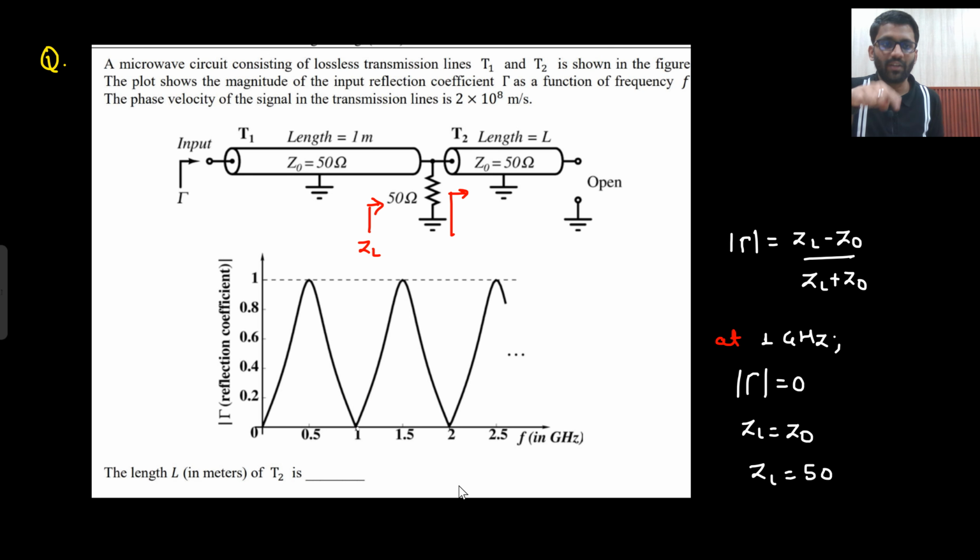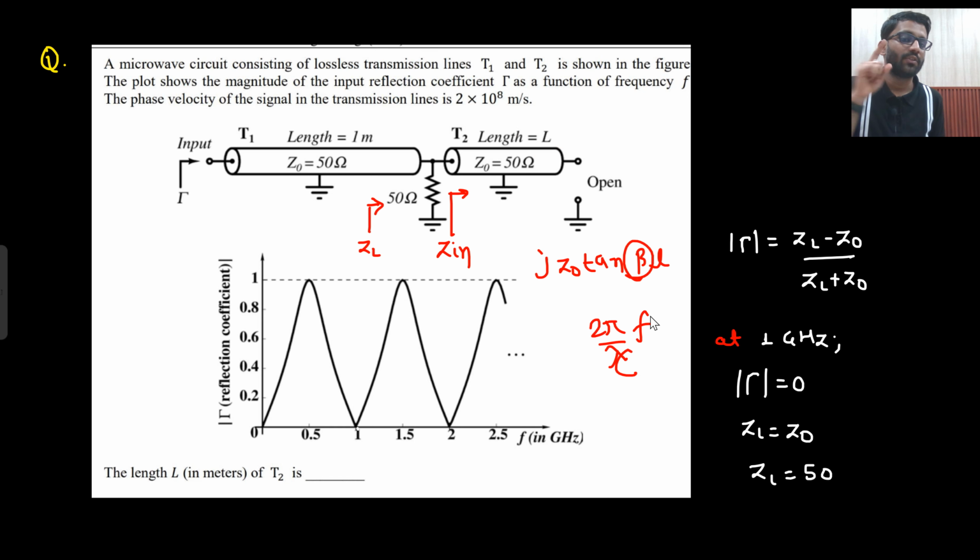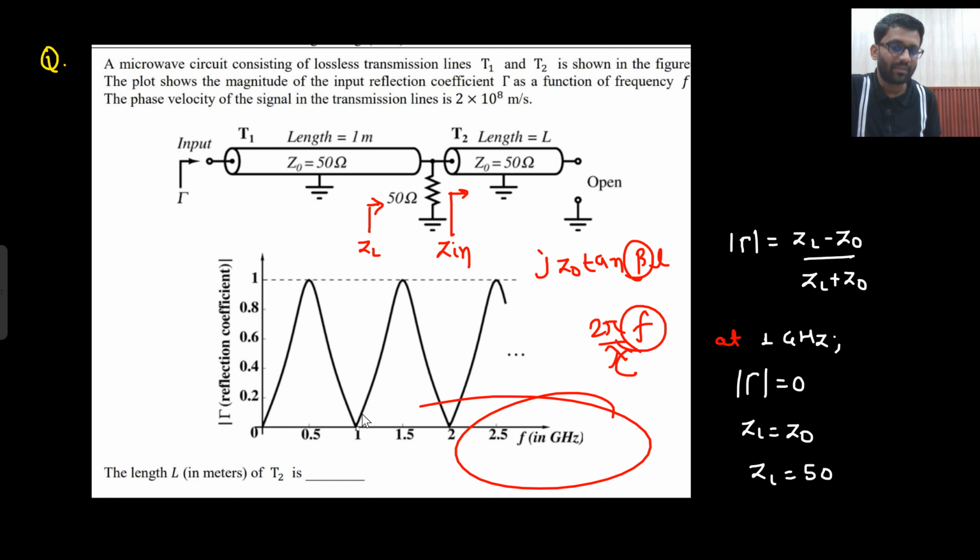This gamma is depending on the frequency because this input impedance Zin will depend on this length. Not only length, it will depend on j Z0 tan beta L. So it will depend on beta, and beta will depend on frequency, because what is beta? 2 pi by lambda, and what is lambda? Lambda is c by f. So beta is depending on frequency. So that's why this is depending on frequency.